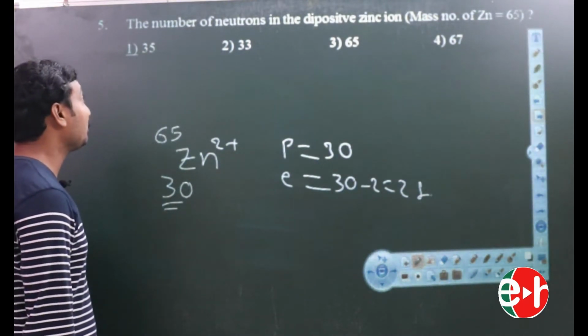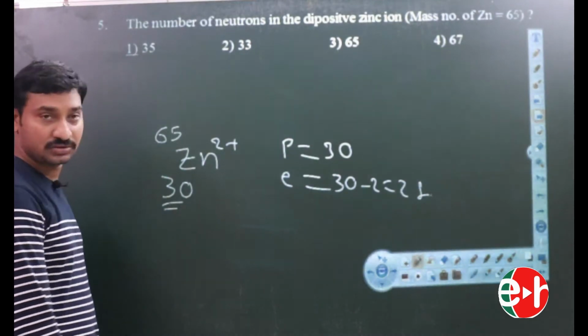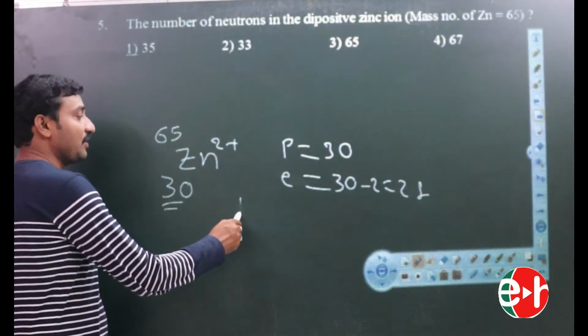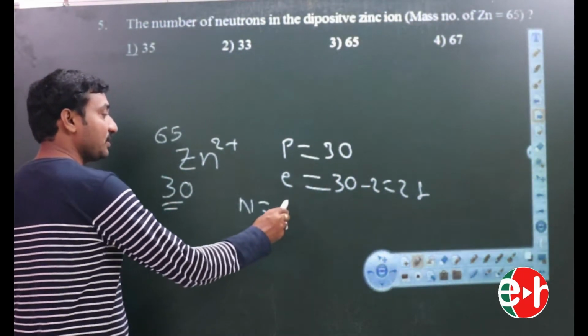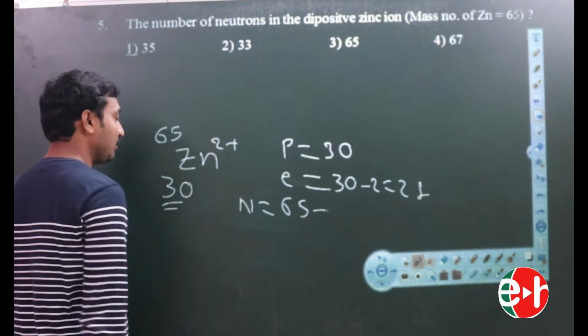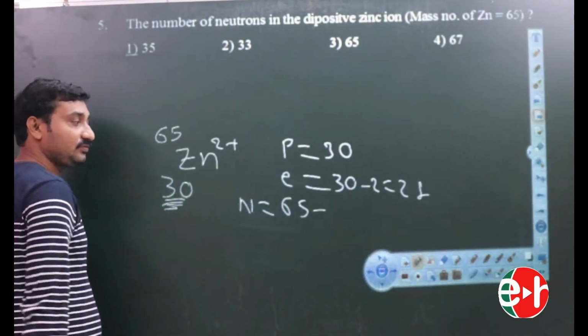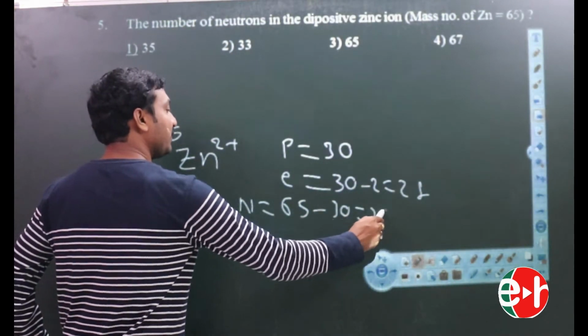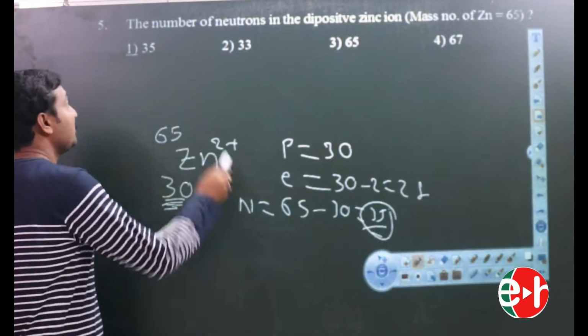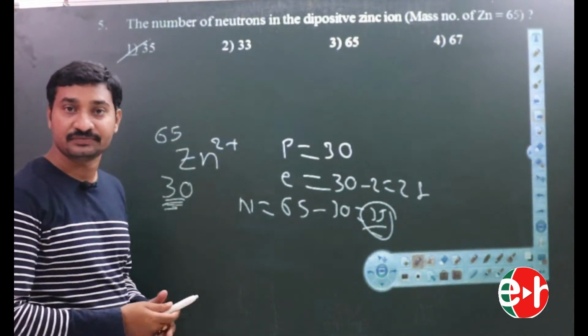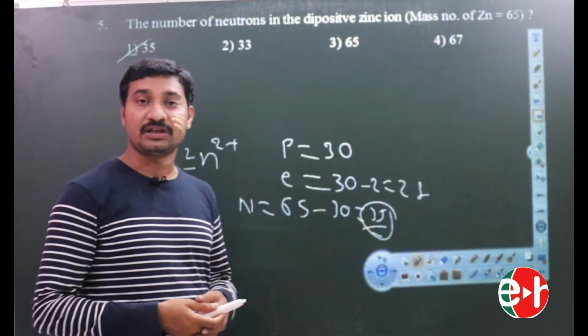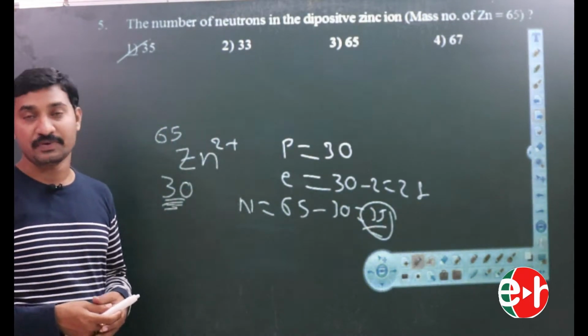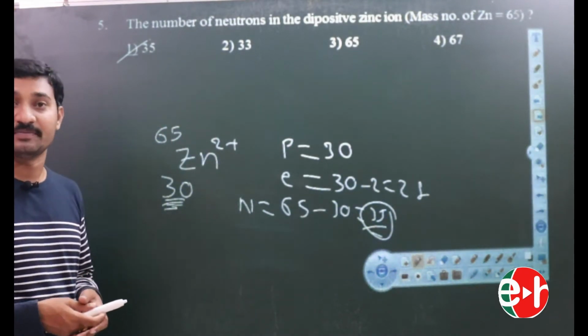Here according to the given question we have to calculate neutrons. Number of neutrons n is equal to mass number 65 minus number of protons, atomic number 30, that is equal to 35. Hence first one is the right answer. Okay, simple formula: number of neutrons is equal to mass number minus atomic number, A minus Z.